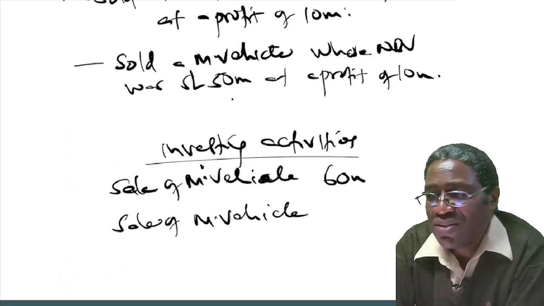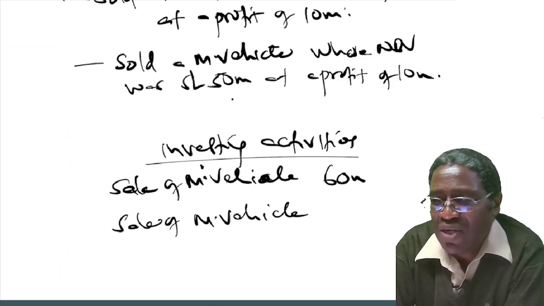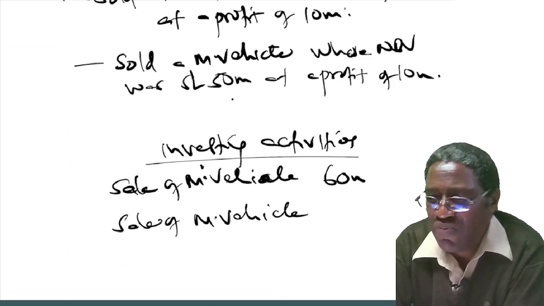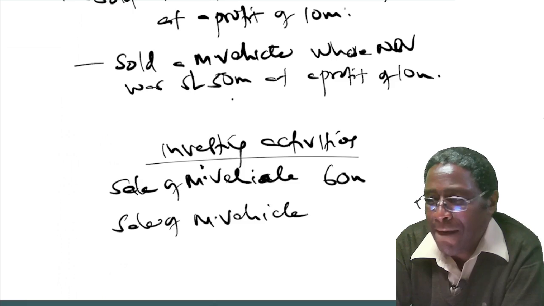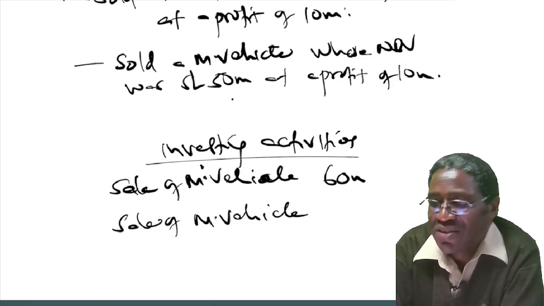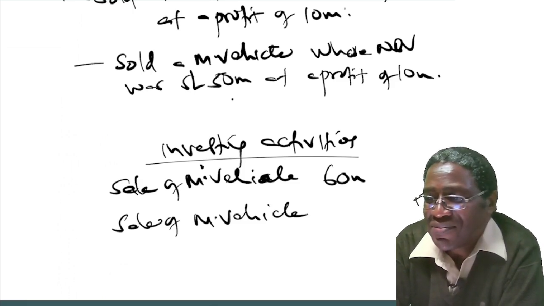If you are told that during the year the company sold a motor vehicle whose net book value was 50 million at a profit of 10 million, you must have sold it for how much? Eric says 50 million. Somebody else?